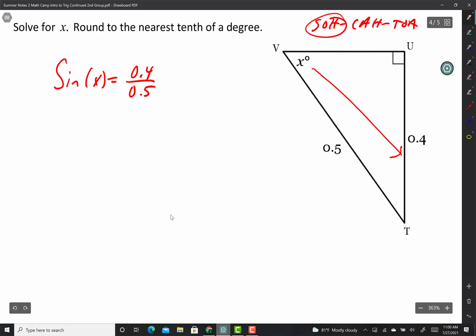And I know it's weird to have a fraction with a decimal in there. I think they call that improper, but don't quote me. So there it is. You can say 4/5 really. And then inverse, x equals arc sine 0.4 over 0.5. And let's see what that is.